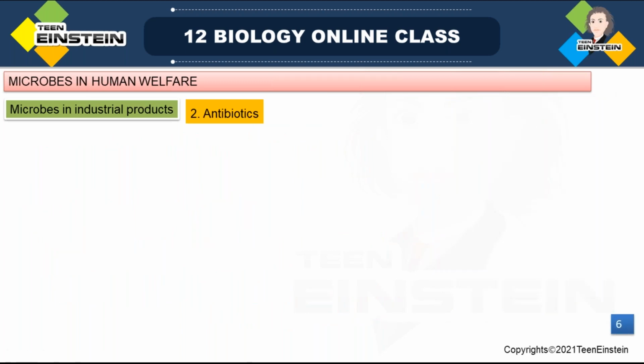Next, we are moving to antibiotics. So now we have learned about the role of microbes in the production of alcoholic products. Next we are going to learn about the microbes in the production of antibiotics. This is a very good contribution to human society.